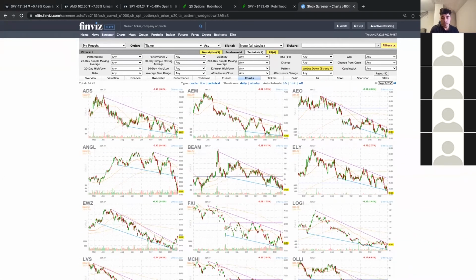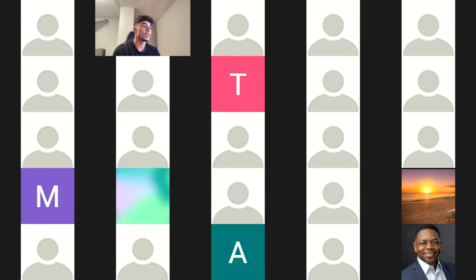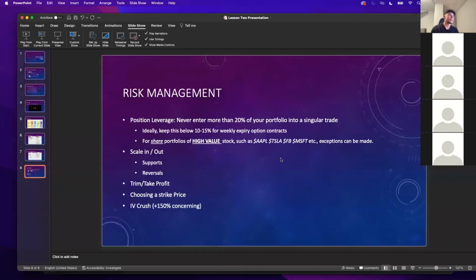Now, for the person who asked, can you share some insight on risk management? Yeah, I can pull this back up. Again, it's not letting me share on this screen for God knows why, but I'm going to switch my screen again just so you can see the risk management page again. Right here, we have risk management.